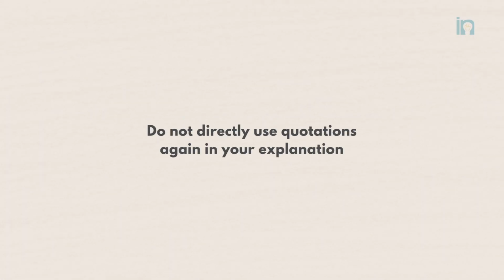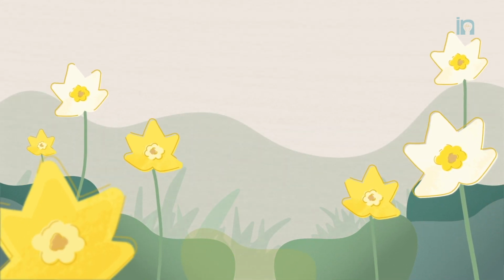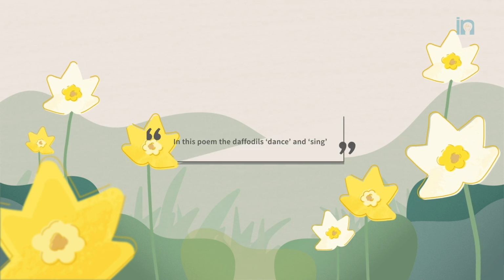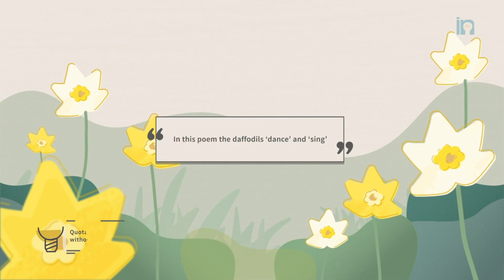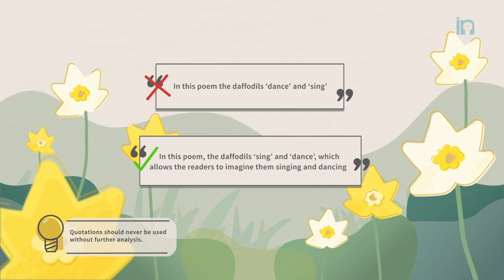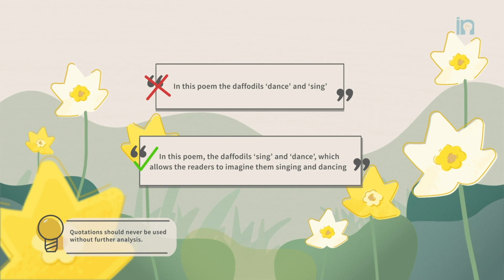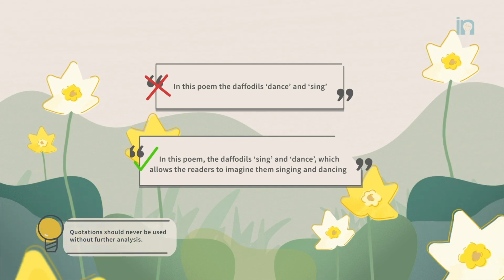Don't use quotations or the author's words in the explanation when constructing your point and argument. An example of this is, in this poem, the daffodils dance and sing. You don't want to end up retelling the passage, and your argument should be worded by, well, you. Everything that's quoted in the evidence section of the paragraph should be analyzed.